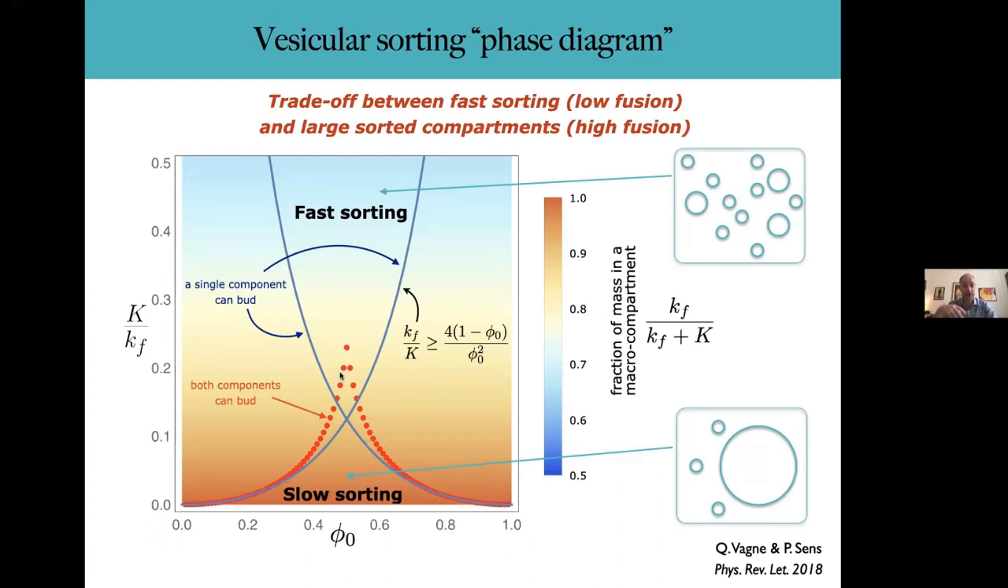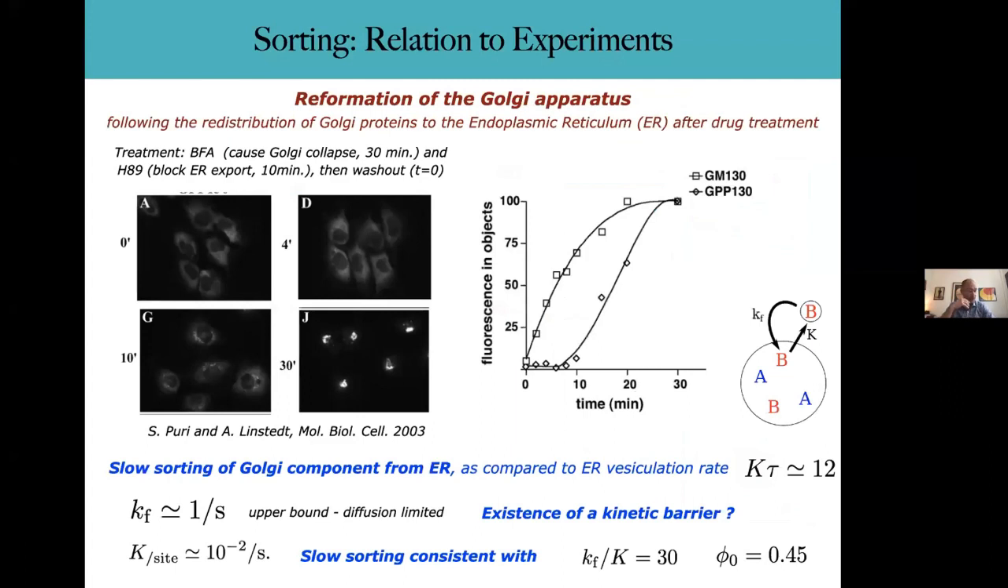We see here an exponential dependence of the sorting time as a function of the ratio of budding over fusion rate, which is a very, very strong dependence. And then, this is just to tell you how we can use this to maybe explain some data.